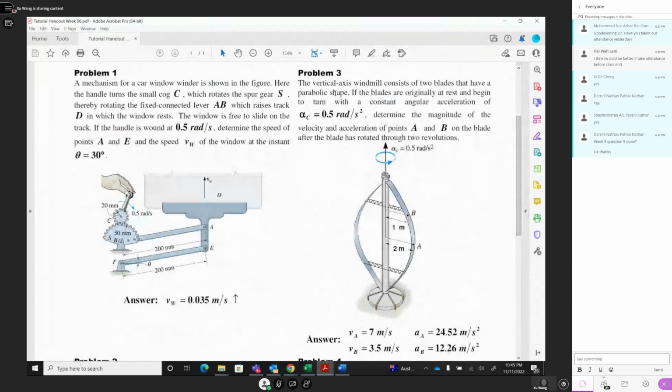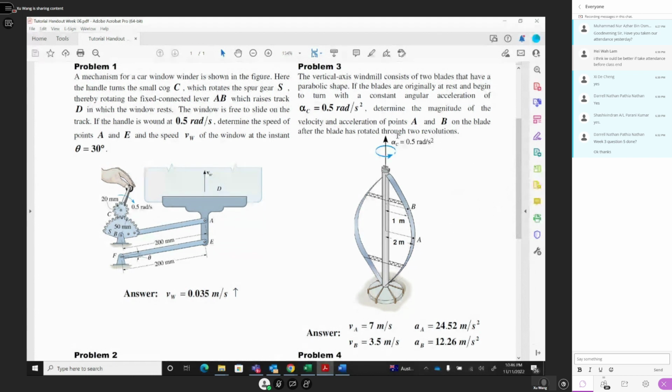Problem 3 is a vertical axis windmill which consists of 2 blades that have a parabolic shape. If the blades are originally at rest, and then they begin to turn with a constant angular acceleration, spin up. Determine the magnitudes of velocity and acceleration of point A and point B on the blades after the blades have rotated through 2 revolutions. Okay, how can we solve this issue?